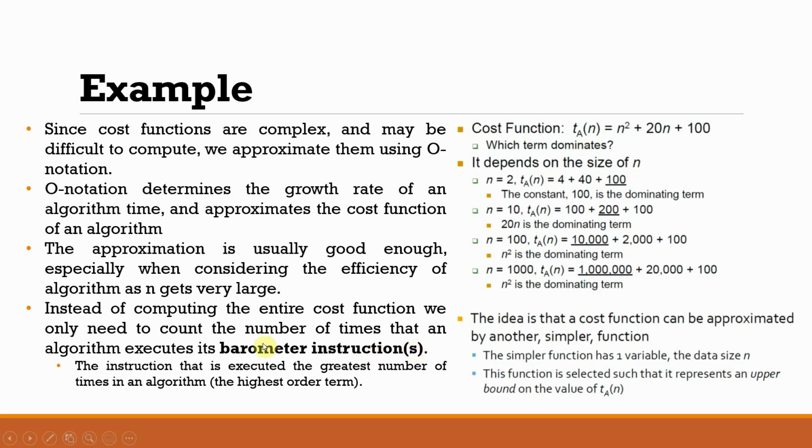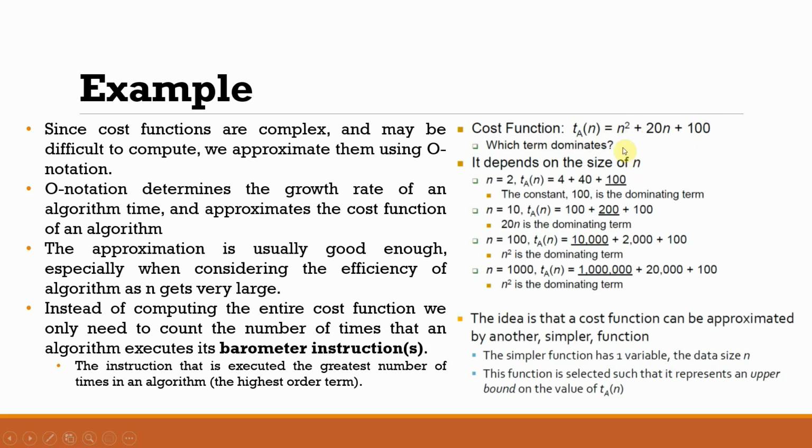So the instruction that gets executed the most is the instruction that is executed the greatest number of times in an algorithm, the highest order term. Again, here is another example of a cost function. You see that this cost function is going to depend on n, and you have to know which term dominates if you want to estimate the behavior of this function.